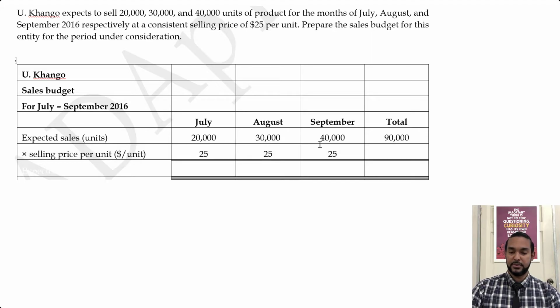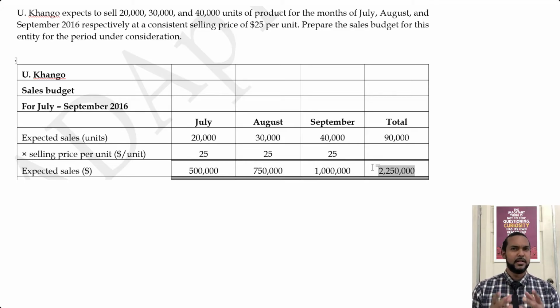We put those values in the respective columns, and now all we have to do is multiply down in each column. So for July, 20,000 by 25 is $500,000. August, 30,000 by 25 is $750,000. And September, 40,000 by 25 is $1,000,000, right? And of course, we get $2.25 million when we add going across here. Okay, so in this batch of questions, the increase was given to us. We didn't have to calculate it. Let's take a look at what happens when we have to calculate it.